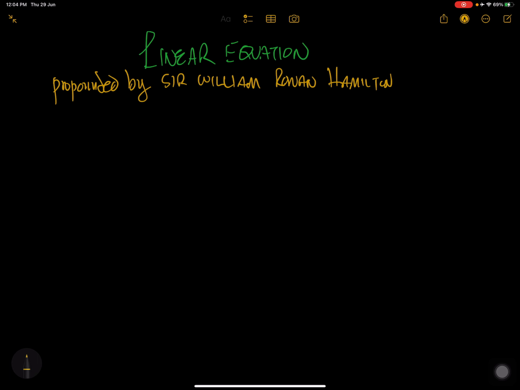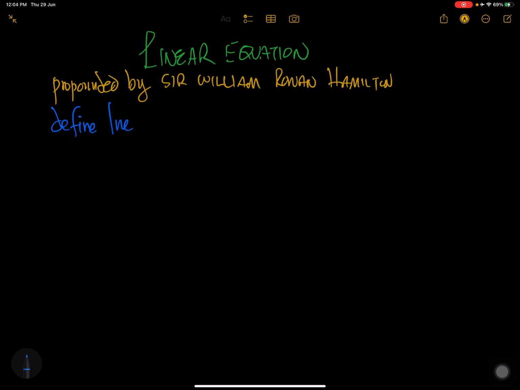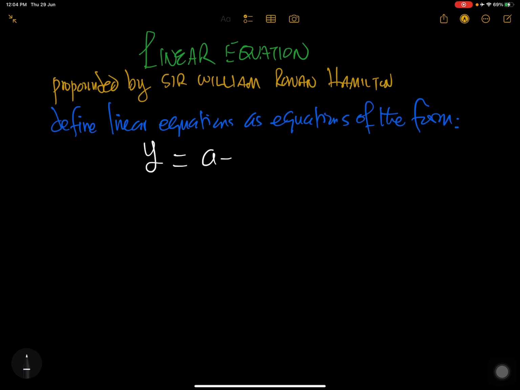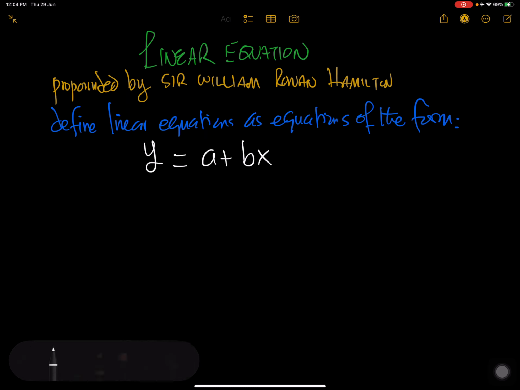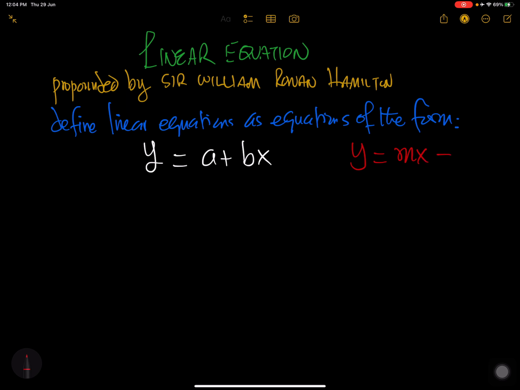We previously looked at the definition of equation, but we can define linear equations as equations of the form y is equal to a plus bx. Some textbooks will say y is equal to mx plus c. You will see these two different things.